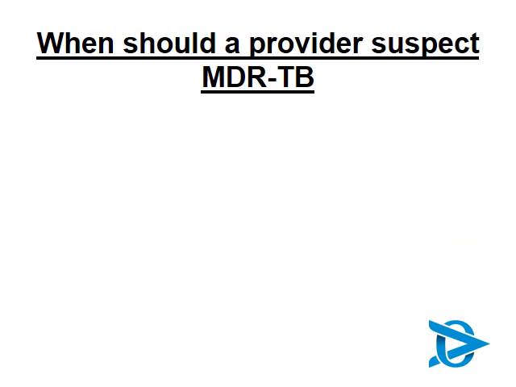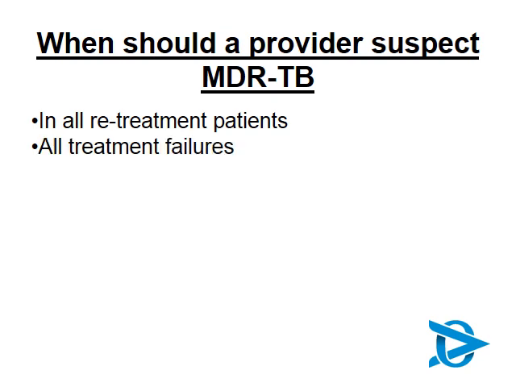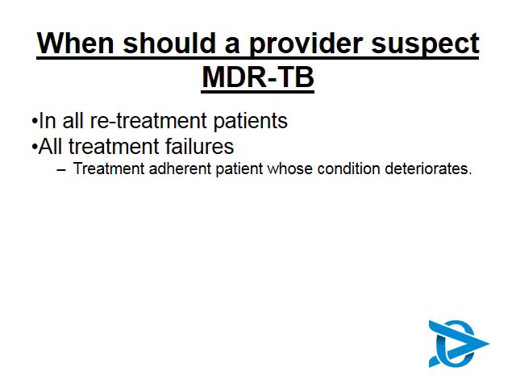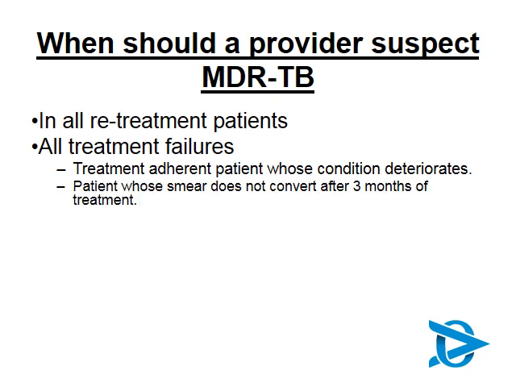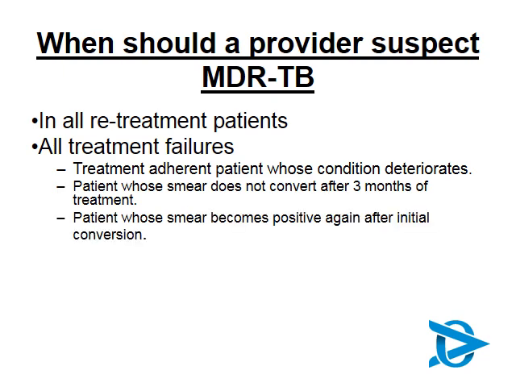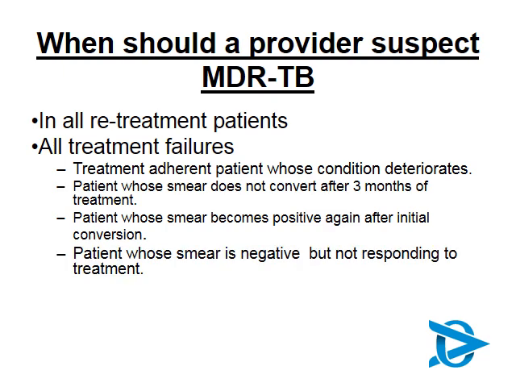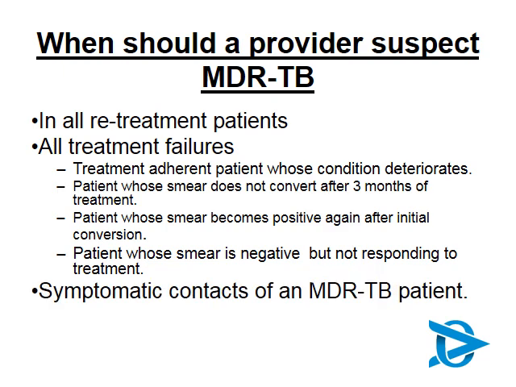MDR-TB needs to always be in the back of our minds whenever we see somebody who's presenting with TB symptoms. Some scenarios obviously will make us more suspicious, especially in all retreatment patients or treatment failures. So these are patients who are taking their treatment, but they're getting worse. Patients whose smears do not convert even after 3 months of intensive treatment. Patients who were fine at the beginning, but then suddenly the smear converts at 2 months or at 5 months. And patients who are smear negative, but are not clinically improving.